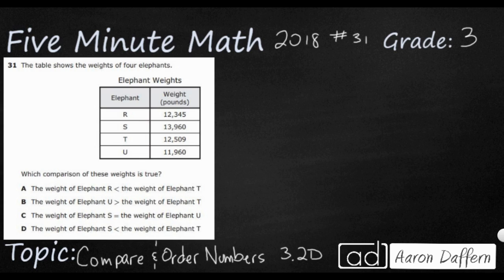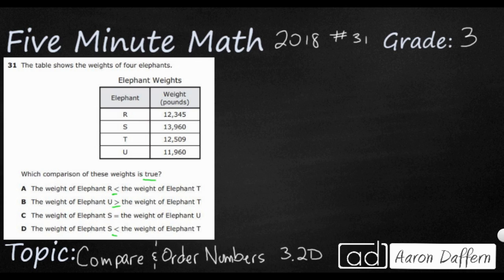So we have the weight of 4 different elephants. They each go to the 10,000s place, and each of these weights are fairly close. And what we need to see here is that the only difference besides the letters that they use are the symbols. We've got a less than, greater than, an equal to, and a less than. And one of these is true, which means 3 of these is false.